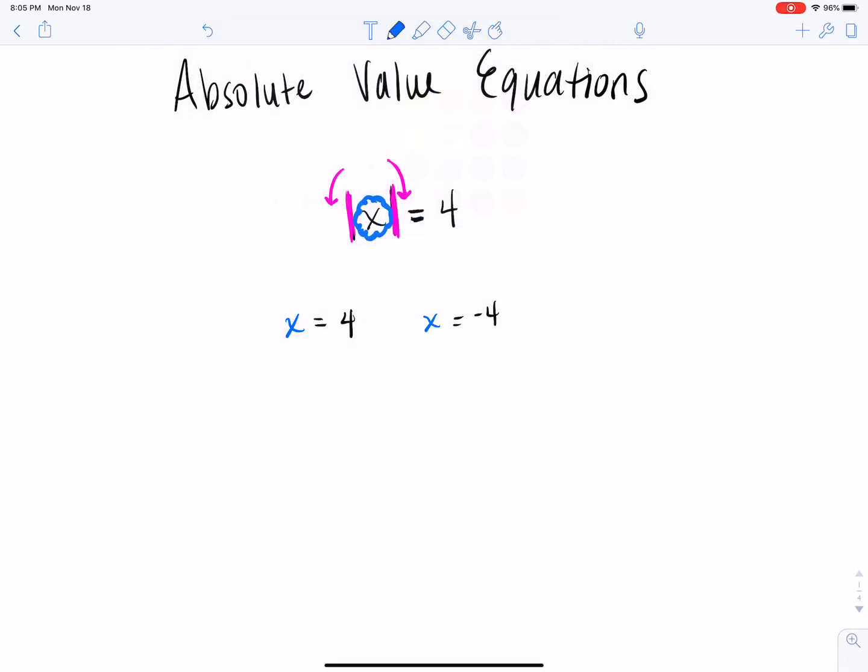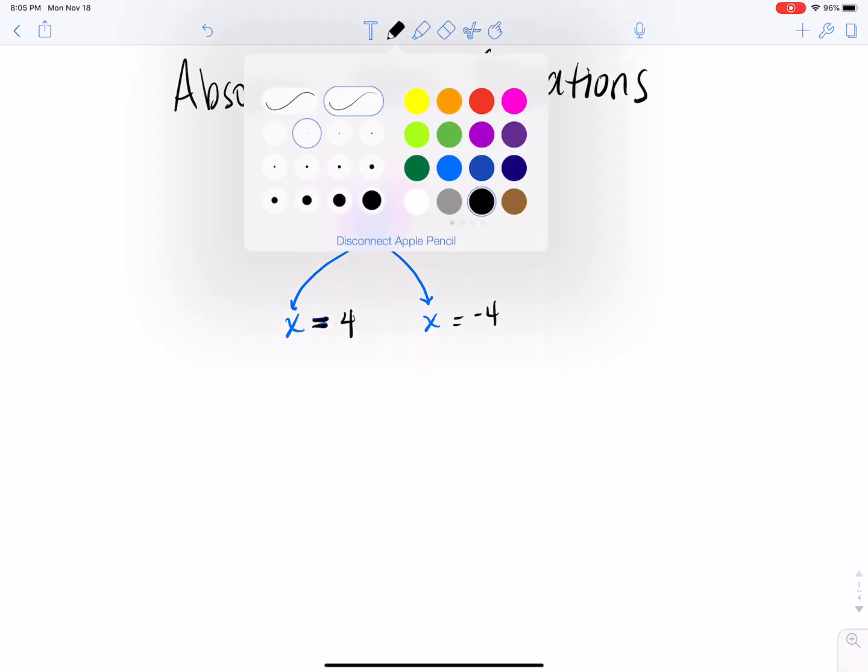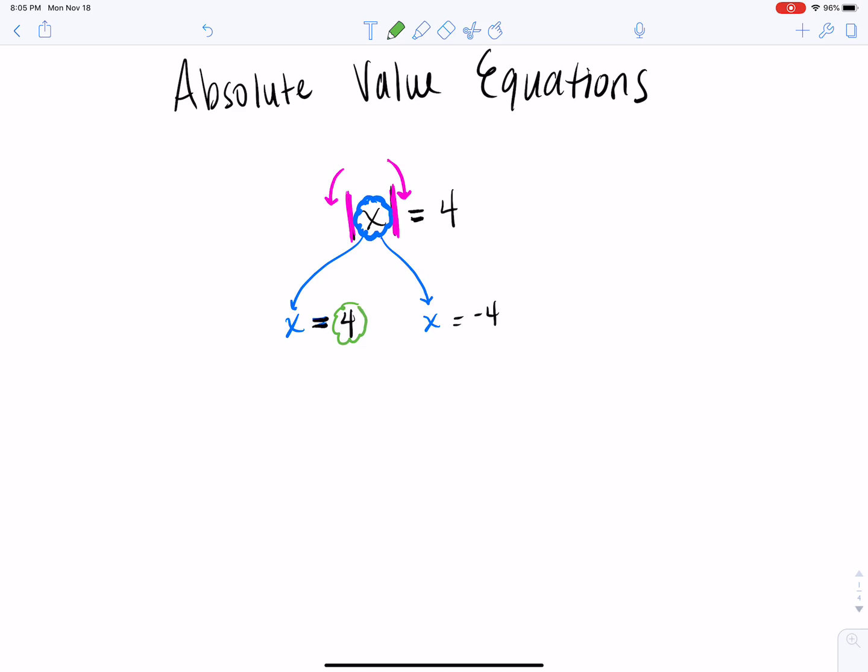Once we do that, we're going to look inside the bars to its contents. We're going to take out what's inside. We are not going to change it at all. We're simply going to take it outside of the absolute value bars. We are going to set it equal to the positive version of the number that we saw, and then we're going to set it equal to the negative version of the number that we saw on the right-hand side.